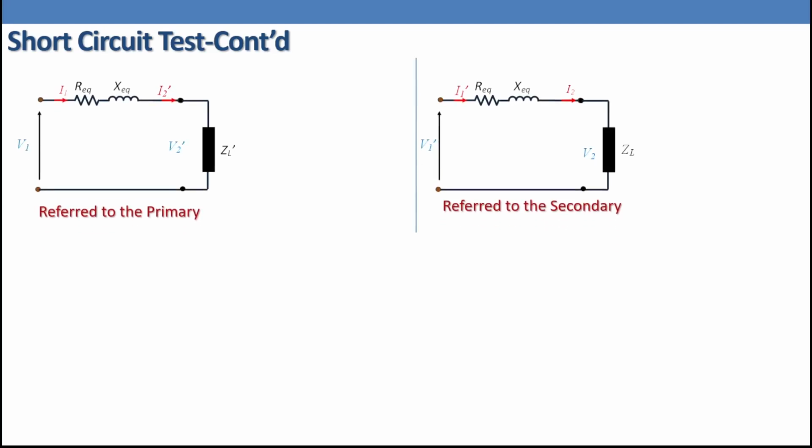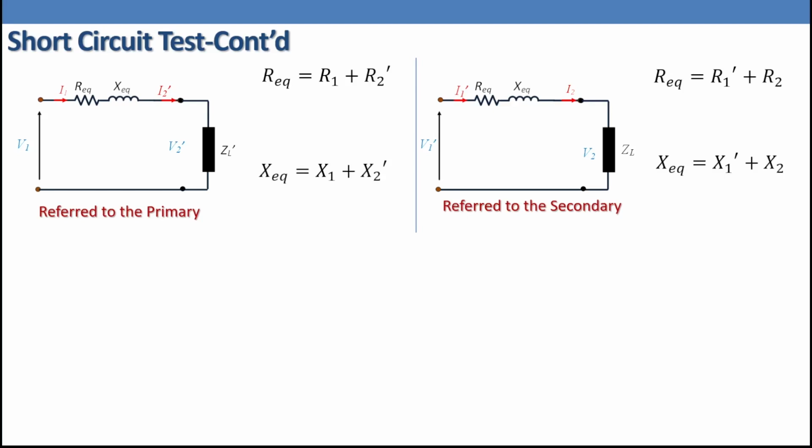Now we succeeded in finding R equivalent and X equivalent, and that depends on whether the test is referred to the primary or referred to the secondary. So R equivalent, if it's referred to the primary, equals R1 plus R2 dash, and X equivalent equals X1 plus X2 dash. While if it's referred to the secondary, R equivalent equals R1 dash plus R2, and X equivalent will be X1 dash plus X2. But someone said that I would like to split R1 and R2 dash, or R1 dash and R2. Why should we do that?